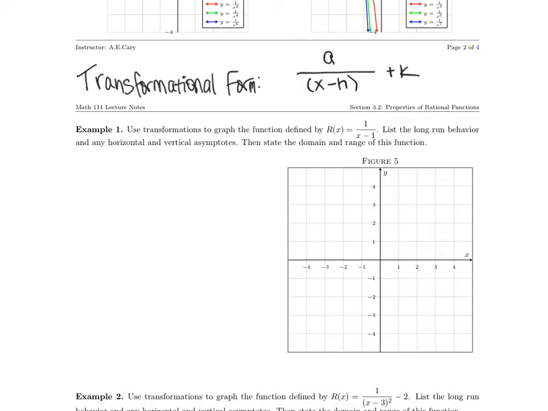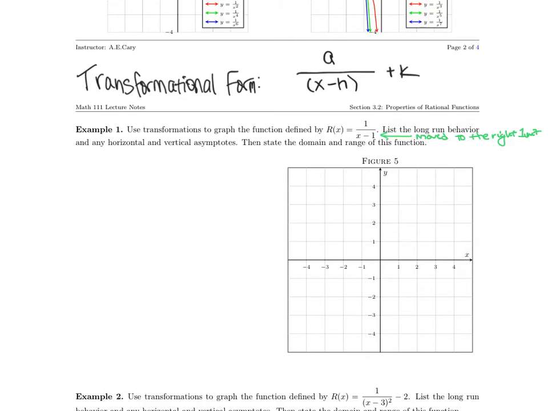So if I take a look at this problem right here, this first example, this is very similar to 1 over x, except we have this minus 1 here. So what that means for us is that's going to be a horizontal shift, or the whole graph is going to be moved to the right 1 unit. So we're just going to take our parent graph that we originally had, move it all to the right 1 unit. But first, I'm going to find and graph my asymptotes.